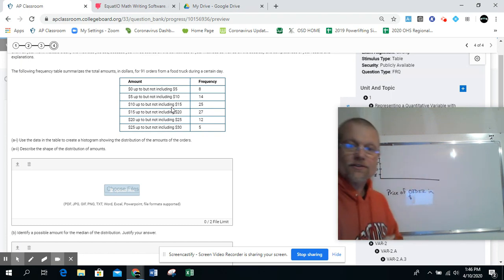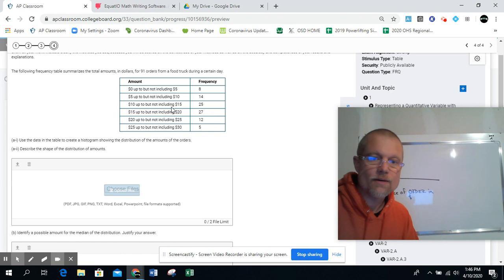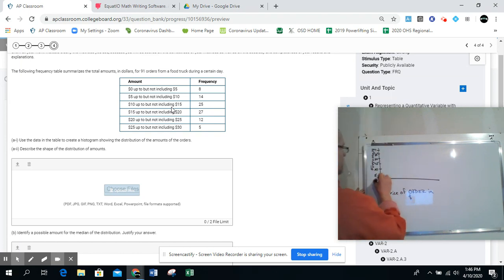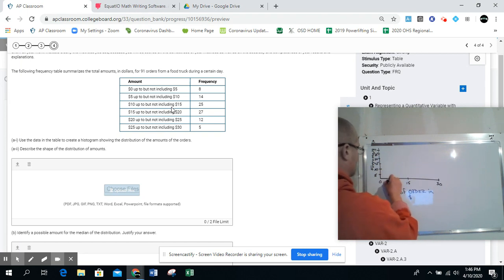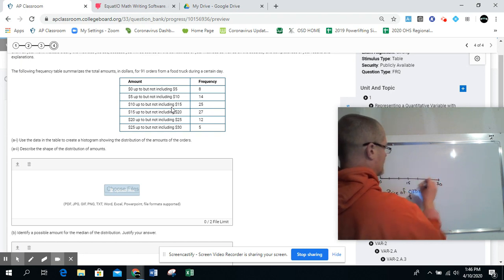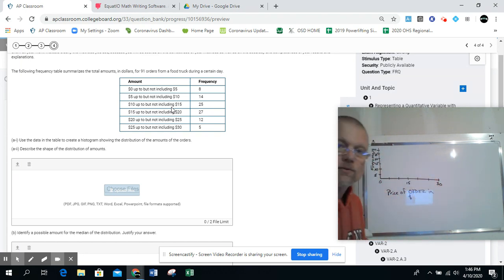And then going across here, I need to go from 0 up to 30. So I'm going to go to 0 right there, and then 30 right there. So 15 will be right there. And then halfway in between there will be 7.5. So that's 5, that's 10, that's 20. There we go, good there. And then we have 0 up to $5. So $5 right here. And that is 8 people, or 8 orders, sorry.